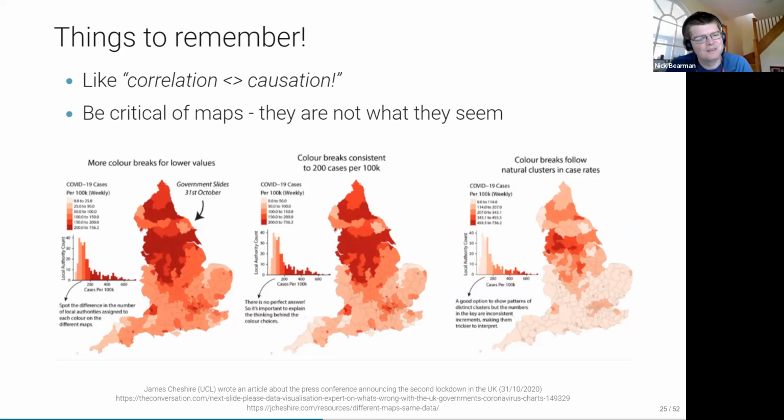If you want to use a map to announce that you're having a national lockdown, the middle or left maps are probably more persuasive. But when we look at these maps, we need to think about this. And if you start creating maps, you need to be aware of this as well and think about how you represent the data fairly. A great write-up from James Cheshire on this. So if you're interested, do check out the links below.